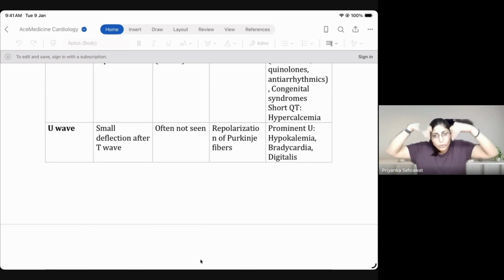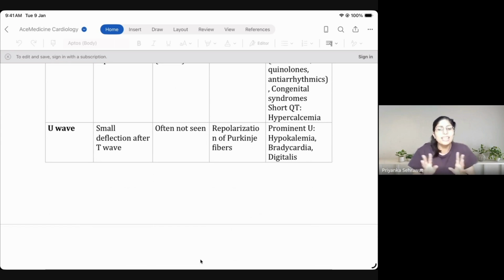Depolarization हमेशा inside to outside जाता है. मतलब inside वाले muscle cells, ventricular muscles or myocytes get the electrical current first, contract first, and then last में बाहर जाता है. Repolarization में उल्टा होता है. It's from outside to inside. So Purkinje fibers are the last to repolarize, few of those.